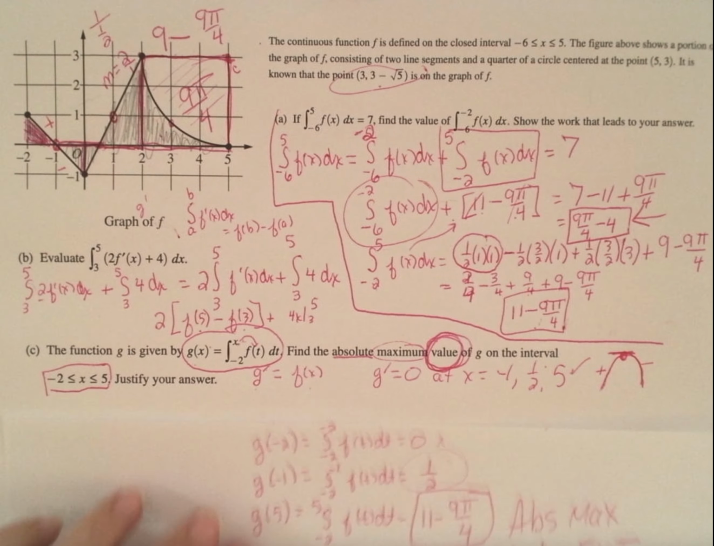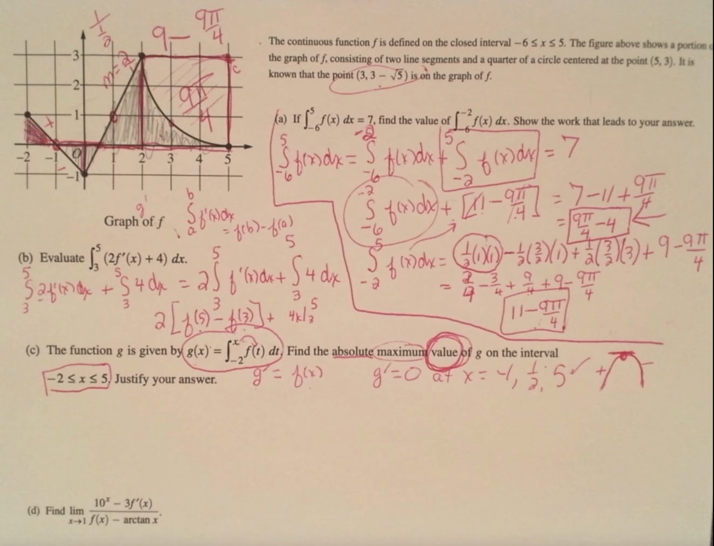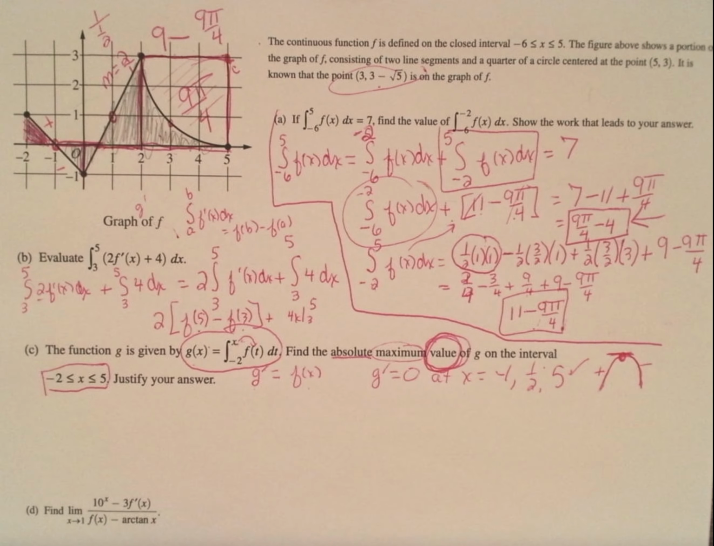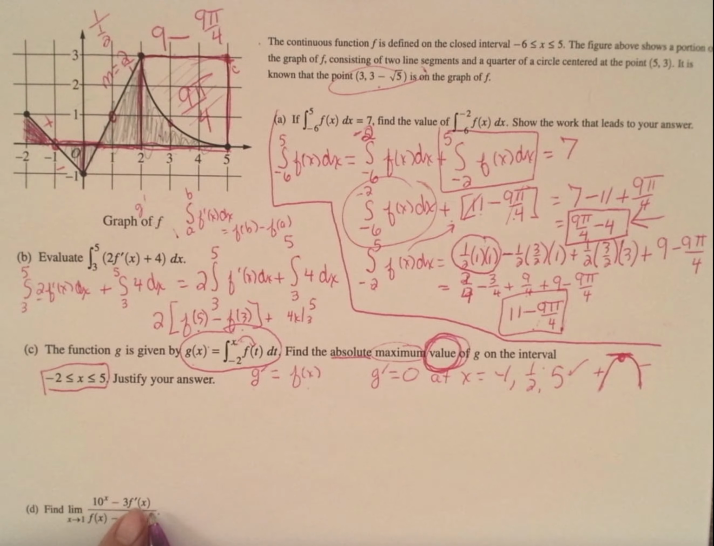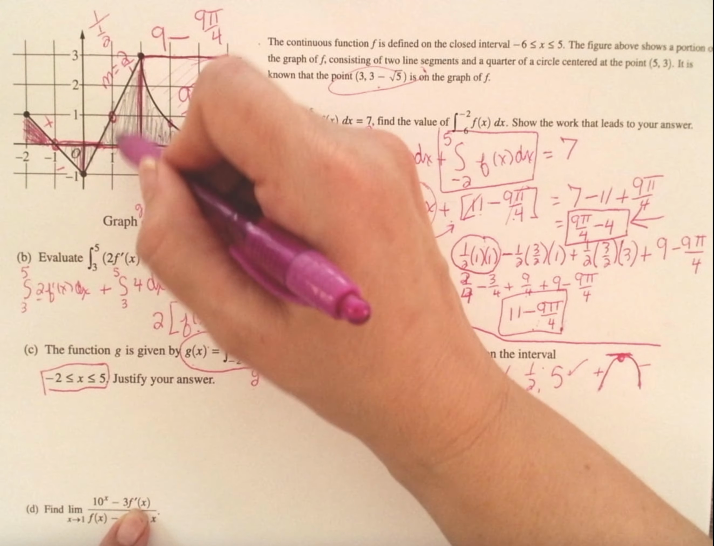Now, last one is this limit down here at the end. Whenever I see a limit, my first thought is L'Hopital. So let's see what happens. Go ahead and plug 1 in. I usually do it in my head before I commit to writing anything. So 10 to the x will be 10 to the first, which is 10, minus 3 times f prime of 1. I need to know f prime of 1 right here. We'll come back up here. I've already figured that out.